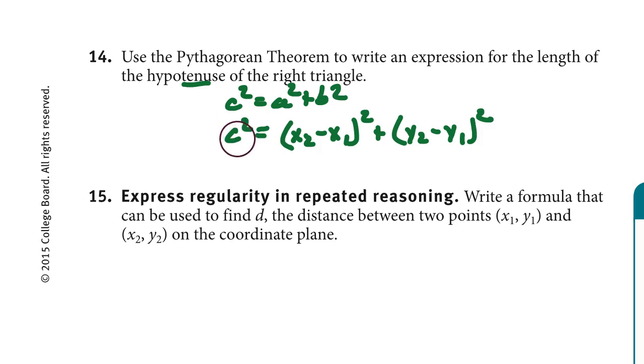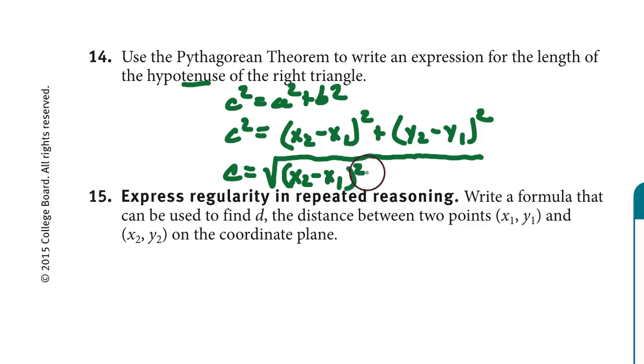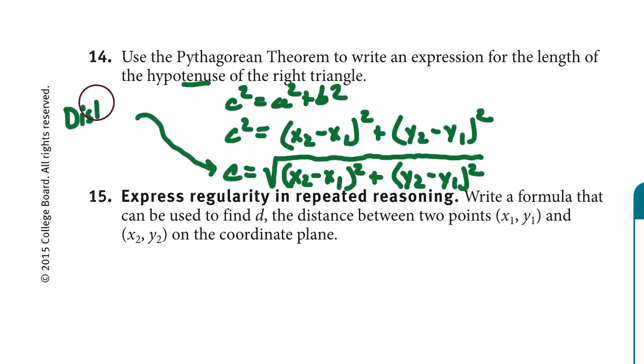Recall that to get the answer for c, we need to do a square root, and so I'm going to make a very large square root symbol under which I have those formulas. x2 minus x1 squared plus y2 minus y1 squared. This is called the distance formula. I'm going to pause the video for you to put this in your notes. It's going to be a key math formula that you're going to use all year long in geometry class.